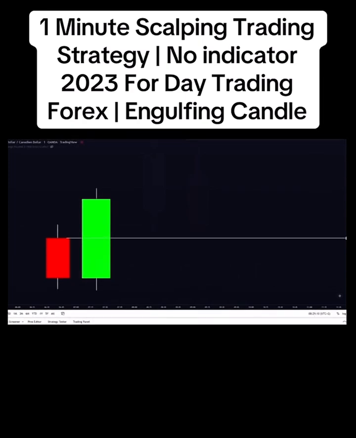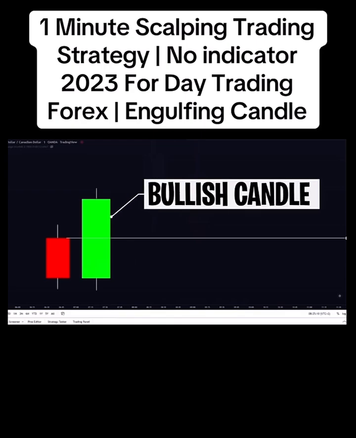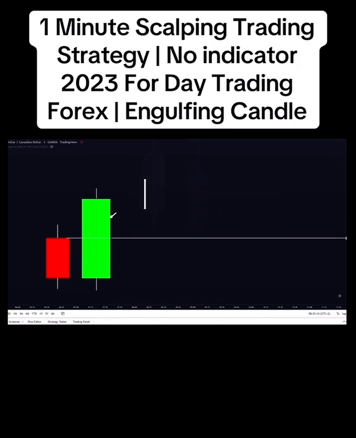The first step of this strategy is to identify an engulfing candlestick on a chart. From here we can see that we have a bullish engulfing candle. So if you are new to trading, then in simple terms, as we can see, the green candlestick is bullish and the red candlestick is bearish. And the body of the bearish candle is smaller than the body of the bullish candle. The two candlesticks combined will be called a bullish engulfing candle because the body is engulfing the previous candle's body.